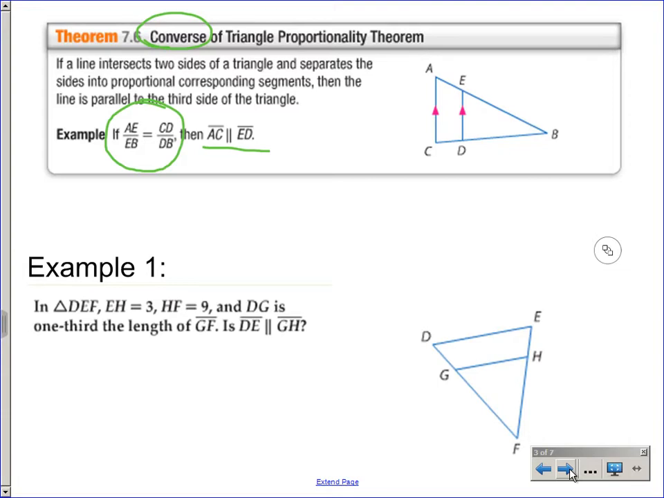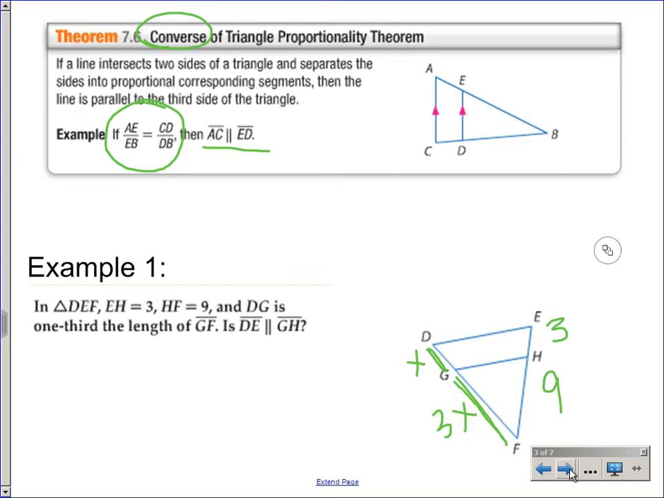So looking at this example, we have EH is 3 and HF is 9. Now, for the next side, they're saying that DG is 1/3 of the length of GF. So if DG was X, it's 1/3 of GF. Well, wouldn't that be 3 times the value of X? So rather than deal with fractions, I just label what they're giving me as X, and then I multiply the other segment by 3 to get it to be 3 times the length of DG.